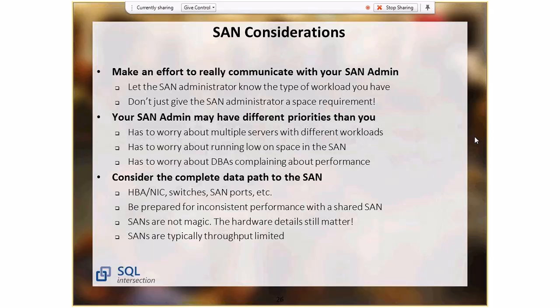So when you're looking at a SAN, look at the complete data path, so the HBA or the NIC and all the switches and the SAN ports. Make sure there's not something in the middle that's artificially throttling your performance. And also, just be prepared for inconsistent performance with a shared SAN. When other hosts are hitting that SAN hard, it can affect your workloads. You'll see different performance at different times of the day and different days of the week.